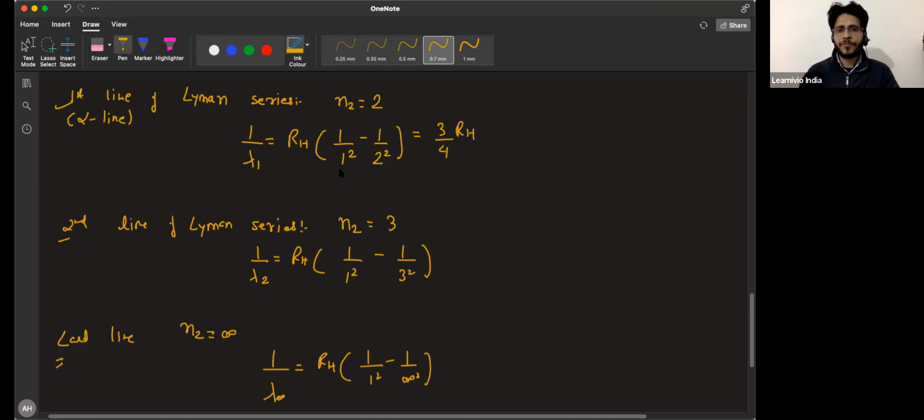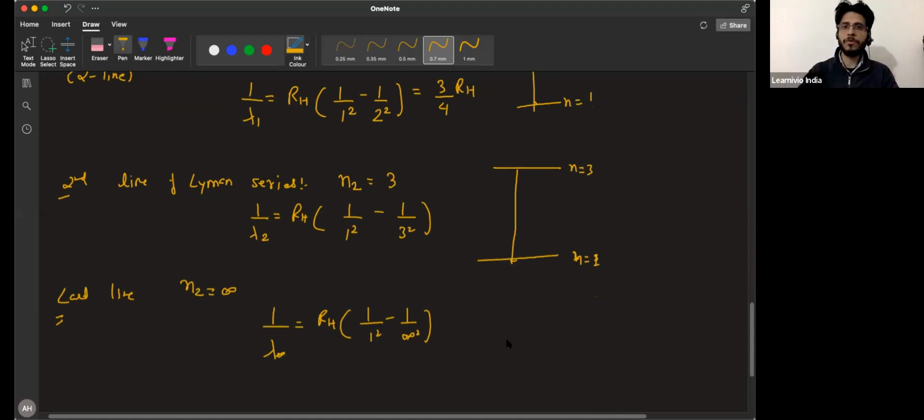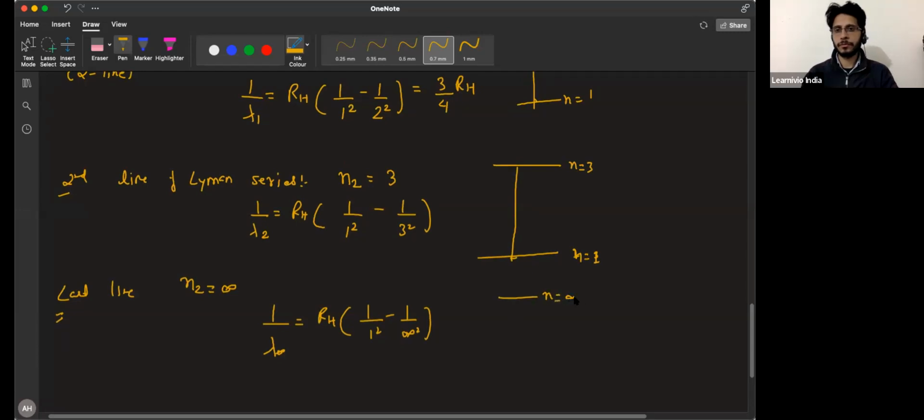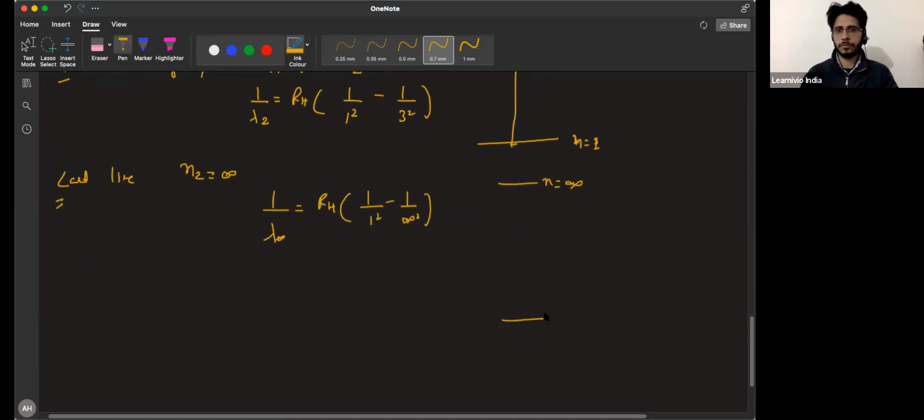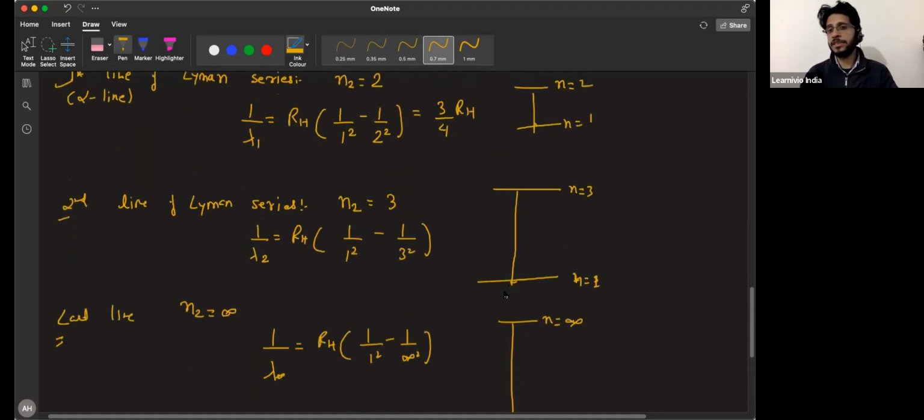Can anyone tell me which transition corresponds to the line of maximum energy difference? This is the transition from n equal to 2 to n equal to 1. This is the transition from n equal to 3 to n equal to 1. And this is the transition from n equal to infinity to n equal to 1. So the last line will have the maximum energy difference.